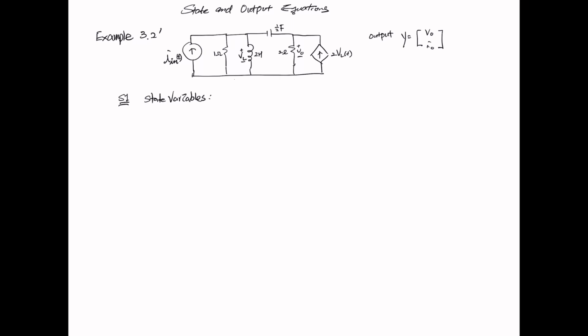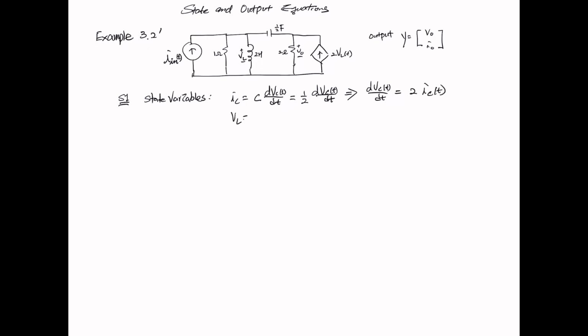In the circuit problem, we said we're going to use I_C equals C dV_C over dt and V_L equals L dI_L over dt. Those are the two. So I_C equals C dV_C over dt. What's the C value? 1 over 2 dV_C(t) over dt. From here, we have dV_C over dt equals 2 times I_C(t).